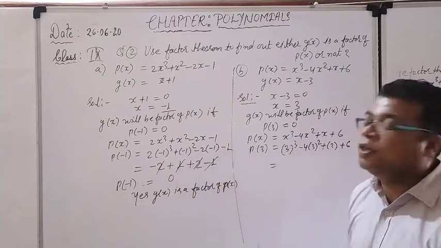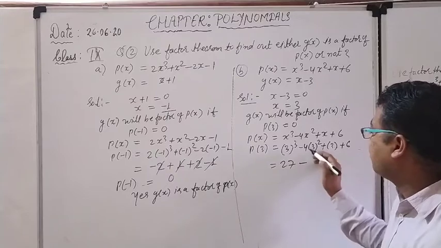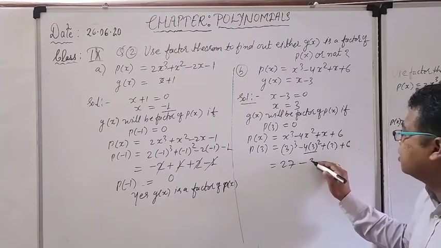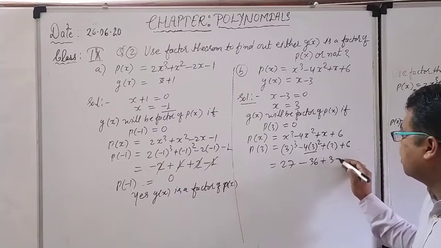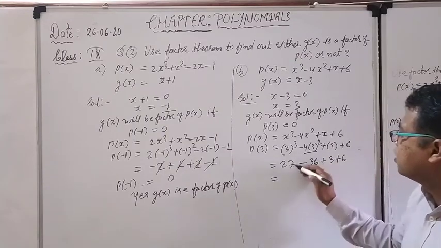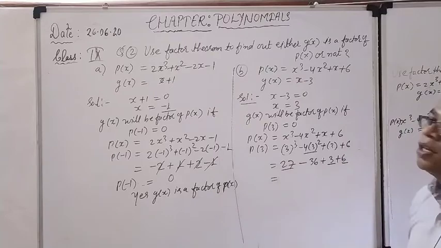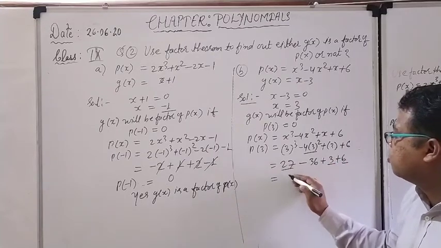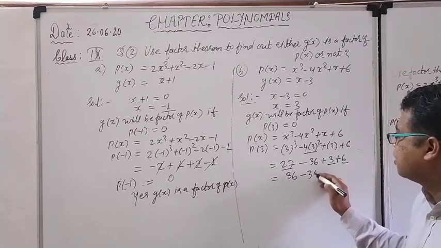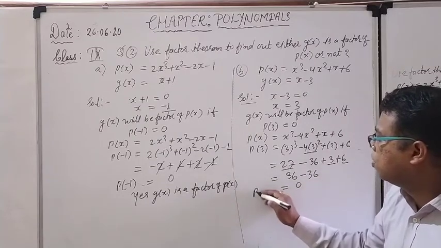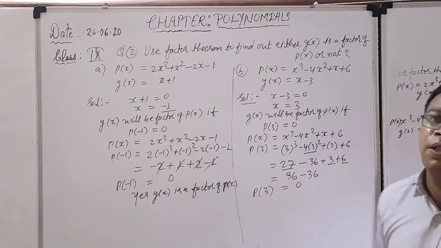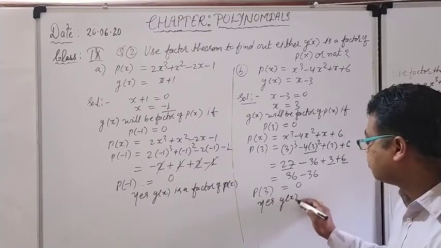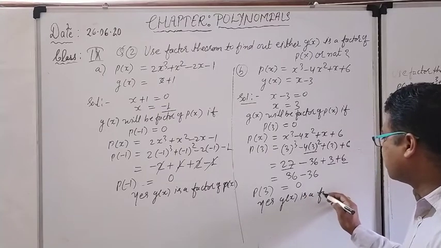3 cube, 3 into 3 into 3, 27. After that 4 into 3 square: 3 3s are 9, 9 4s are 36, plus 3 plus 6, same. Right now you can see 27, 3 and 6 are positive numbers. Add all the things: 6 plus 3 is 9, and 9 plus 27 is 36, minus 36. The answer is coming 0, means p(3) is equal to 0. If p(3) is equal to 0, you can say yes, g(x) is a factor of p(x).